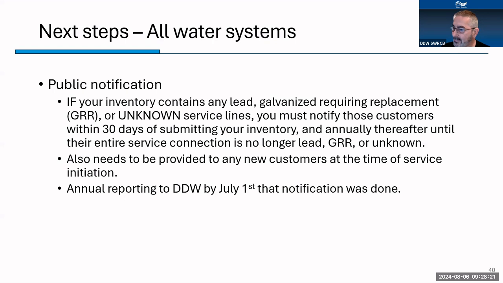And we have a template on our website that you can use to fill out and provide the notice. It has all the required language and everything. You also need to provide it to any new customers at the time of service initiation. So if the home is sold, or if it's an apartment building that people move in and out of each time, they need to be notified. Annual reporting to DDW is by July 1st, that notification was done.